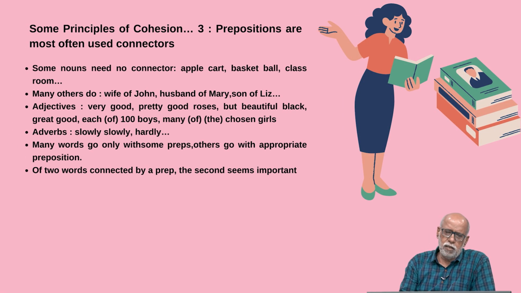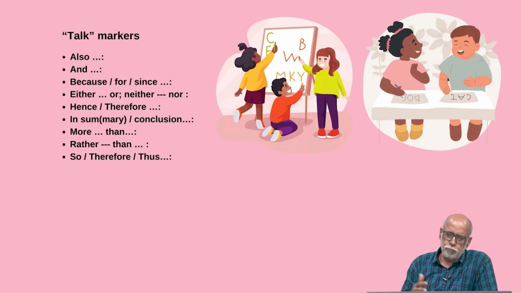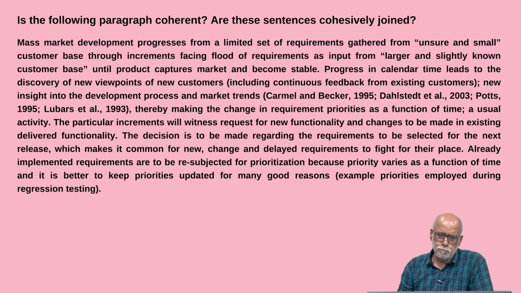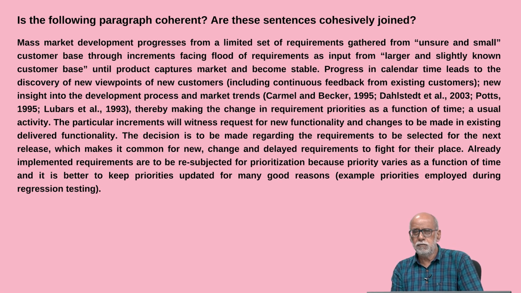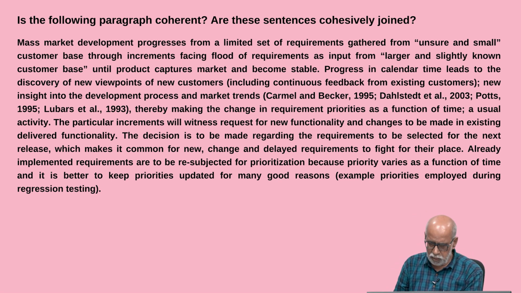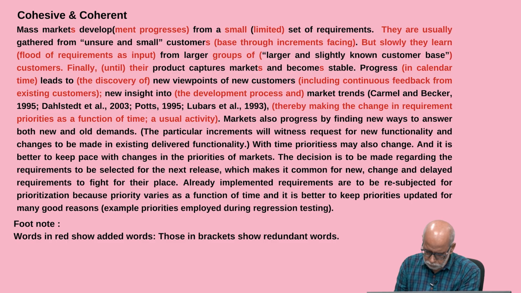Then there are talk markers. How do you use also, and, because, either, hence? They are also called discourse markers. We will have time to talk about them in the coming units. For practice, look at this extract from a journal of computer science and see if you can make them write better. You can teach yourself writing a standard global English.